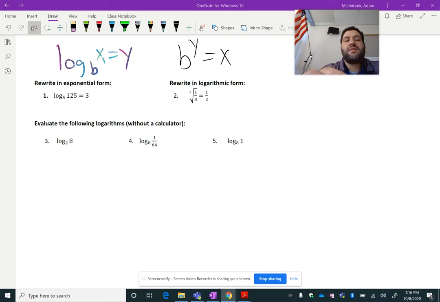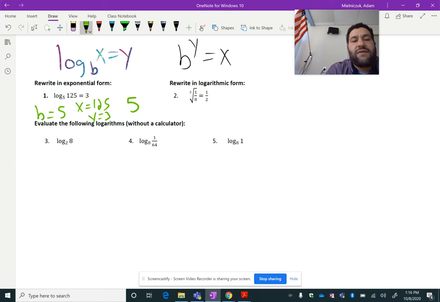Let's look at three different ways that we can apply this right now. So question number one says rewrite in exponential form. Well, what you want to do is line up what you have. We know based off the structure log base b of x equals y that b equals 5, x equals 125, and y equals 3. So if we wanted to rewrite it, we'd say 5 to the third equals 125, which makes sense when you think about what we said before, that y is the exponent we would use on b to get x. We'd use 3 on 5 to get 125.